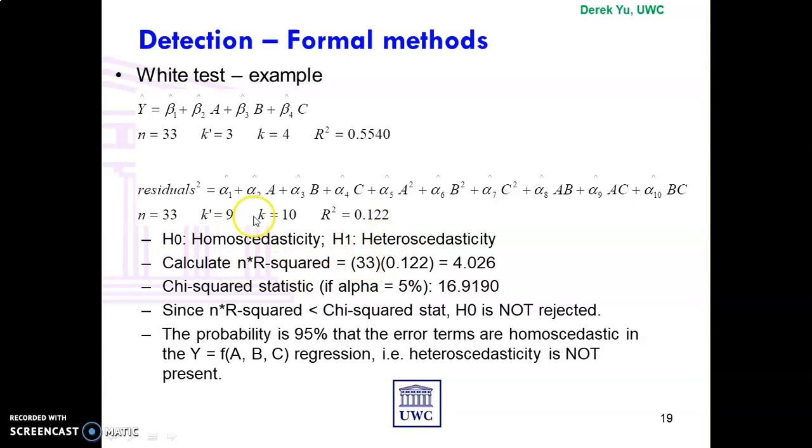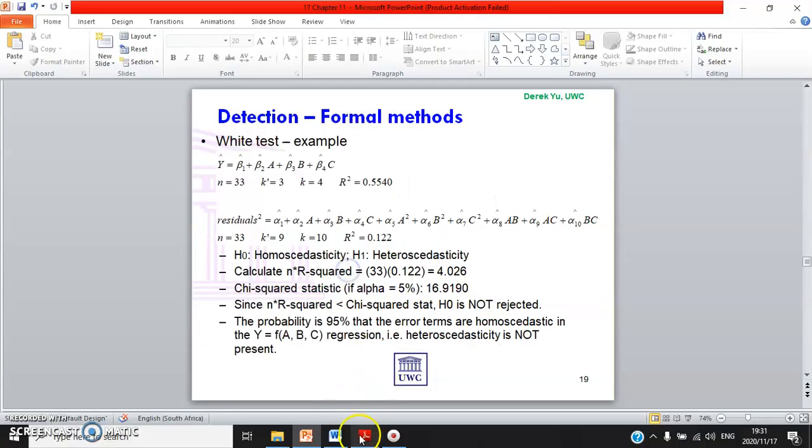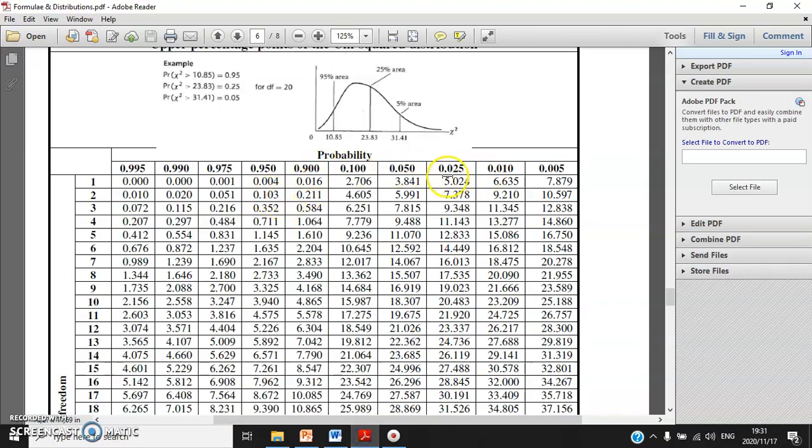N times R squared, 33 times 0.122. You must substitute the R squared from the auxiliary regression, 4.026. Chi-square statistic, alpha must be given to you, 5%, degrees of freedom is K prime, which is 9. So if we look at the chi-square table, 5%, 9, so 16.919. Happy with that?